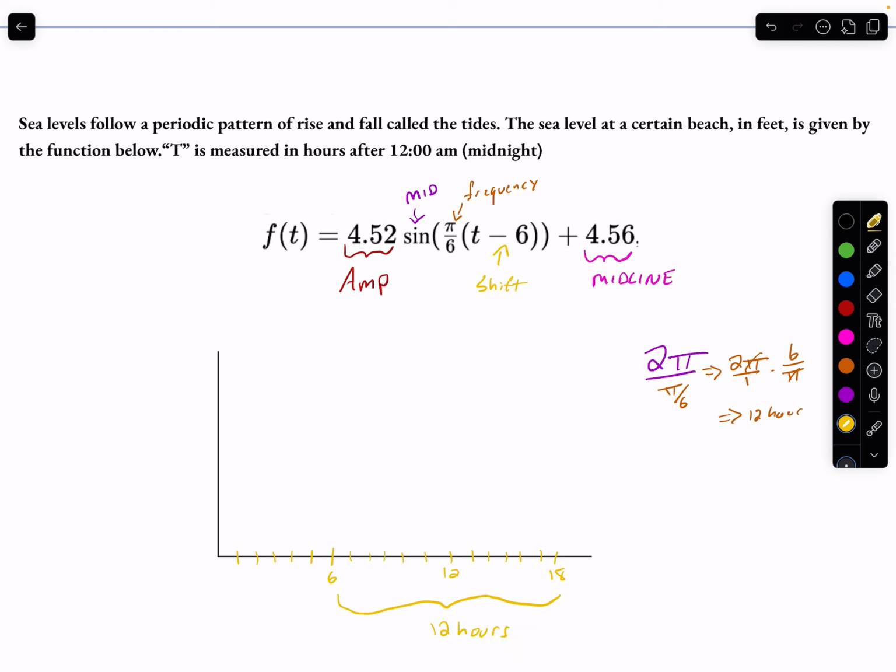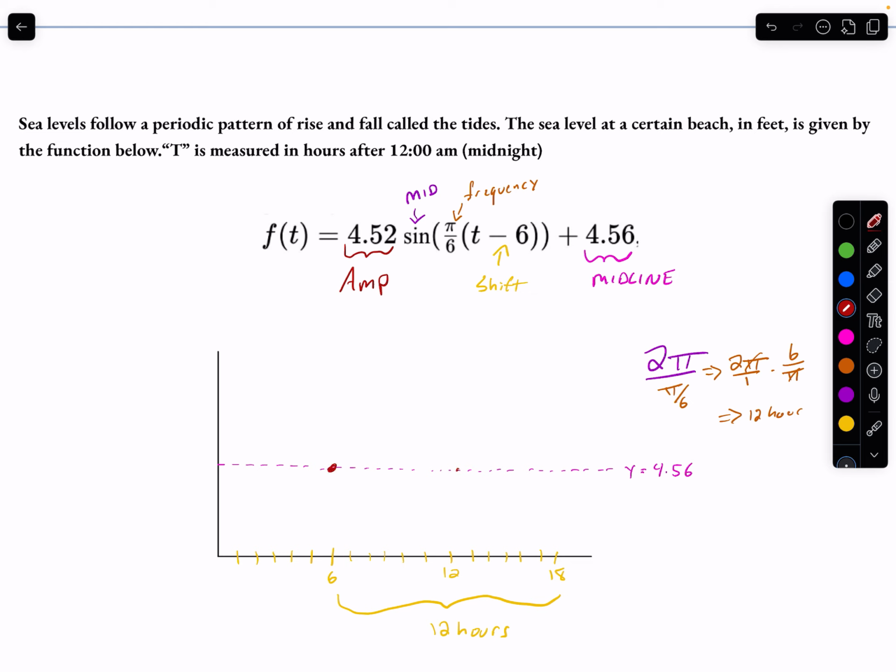All right. So now if I want to graph some other important information, let's throw the midline on there. We know that midline is going to be at a value of y equals 4.56. And we also understand that the amplitude is going to be 4.52. So now remember, I'm starting at 6, right?